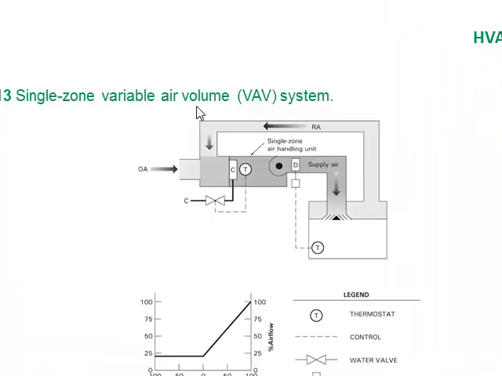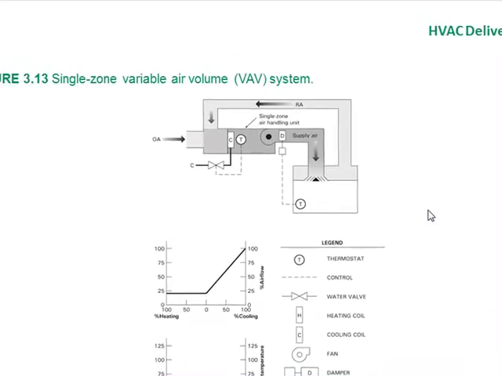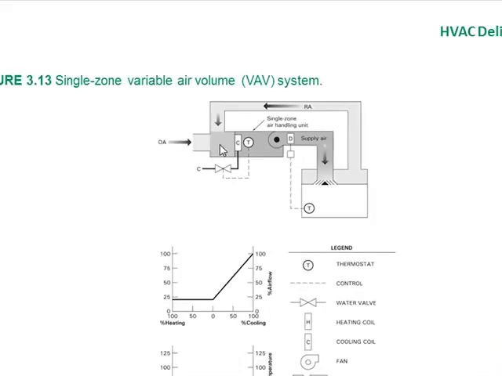Single zone variable air volume system. Do you understand what all these pictures mean? Are there any questions on anything you don't understand? Okay, like I said, this is kind of like a section view. You've got your outside air coming in to your air handler unit.